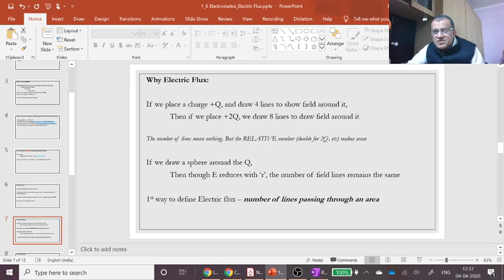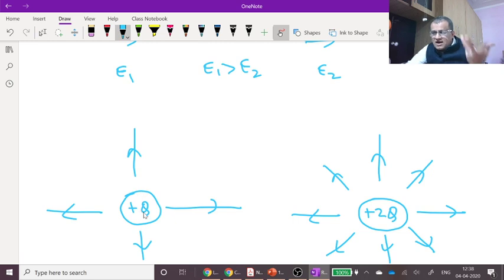As I have said earlier, the number of lines, they mean nothing. But this relative number makes sense, for example, when the charge became double, then we double the number of lines. So if you are drawing 4 lines around a charge plus q, then you should be drawing 8 lines when the charge becomes double. But drawing 4 lines, 6 lines, 7 lines, that means nothing. If you are drawing 7 and you double the charge, then you should be drawing 14 lines. That is the convention that we have seen so far.